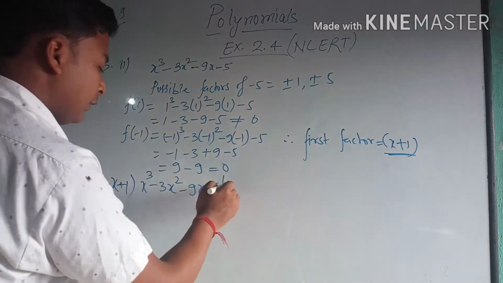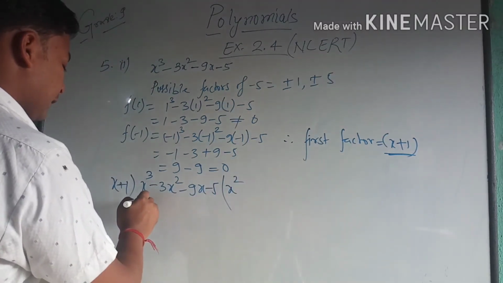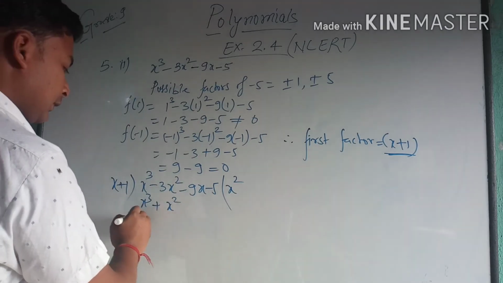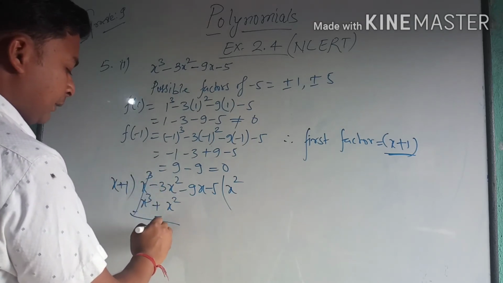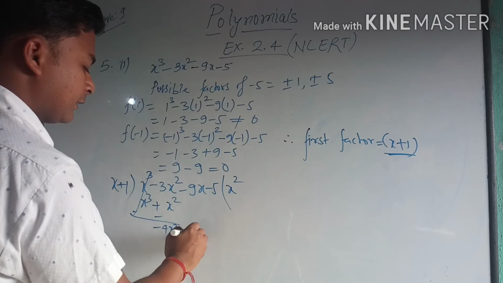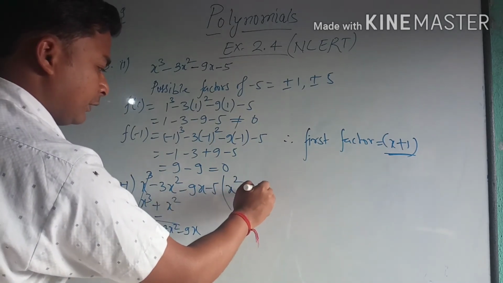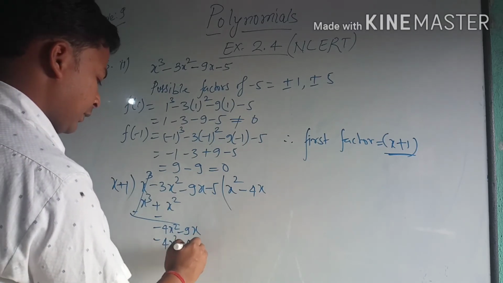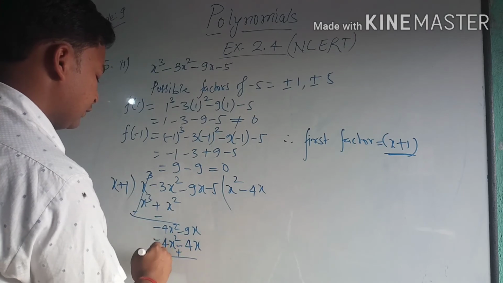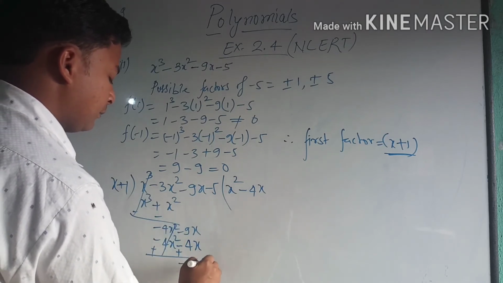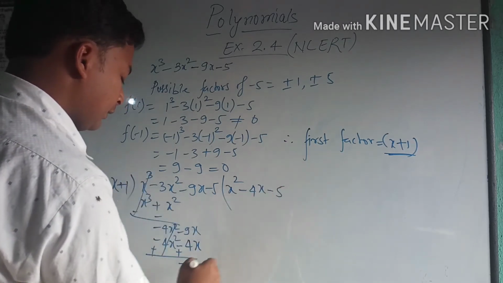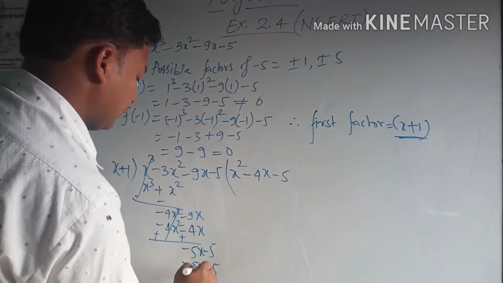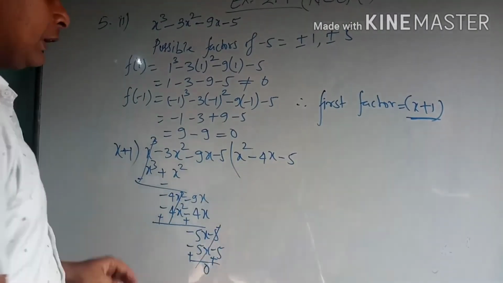x plus 1 will divide x cube, giving x square. Now the sign is changed. This is minus 4x square minus 9x. Now minus 4x square, minus 4x. Again the sign will change. It is minus 5x minus 5. Now it will be divided by minus 5. Now it is completely divisible.